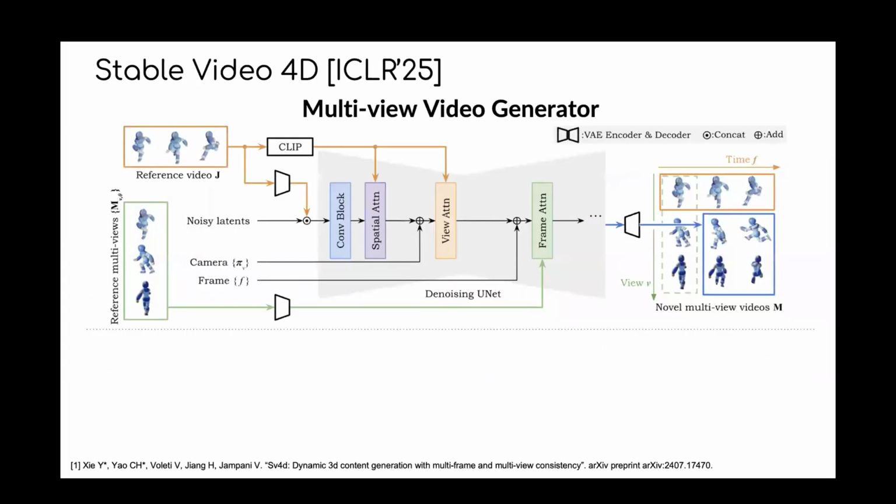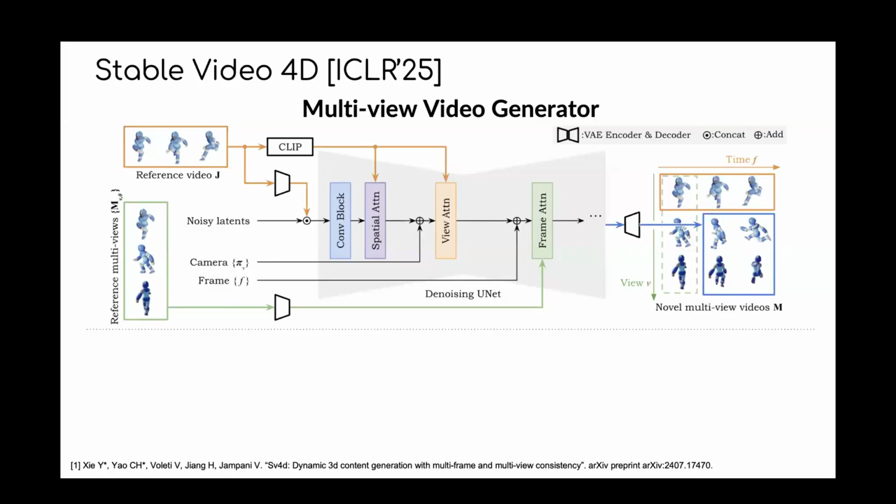So we had this earlier work called Stable Video 4D, which was accepted and presented at ICLR 25, where we adapted the Stable Diffusion model with view attention and frame attention layers. Given this reference video, we first generate reference multi-views for the first frame. And then we added these additional attention layers across views and across frames, these view attention layers and frame attention layers, to generate a coherent spatio-temporal grid of images.